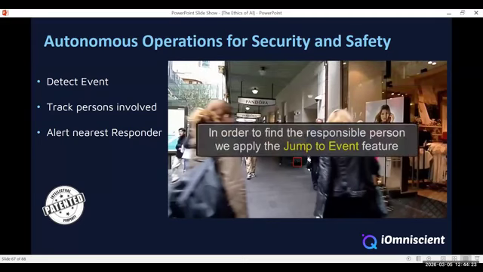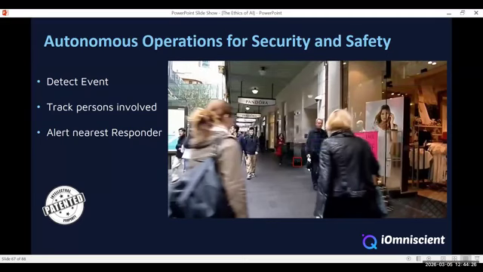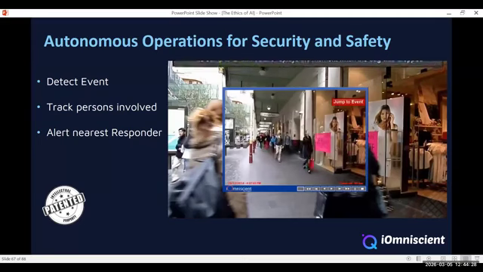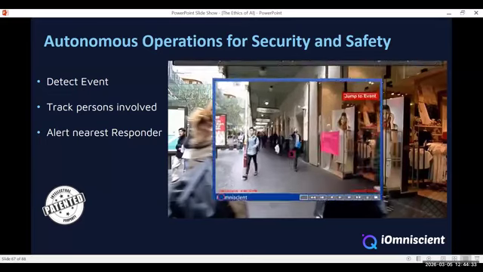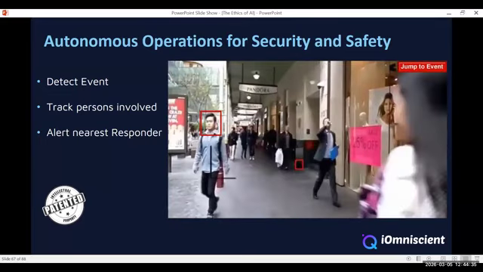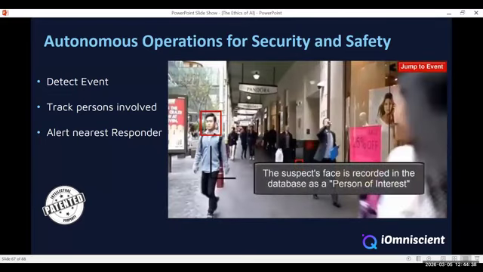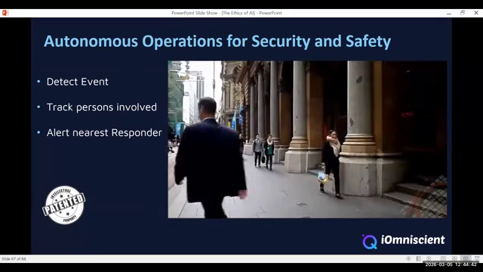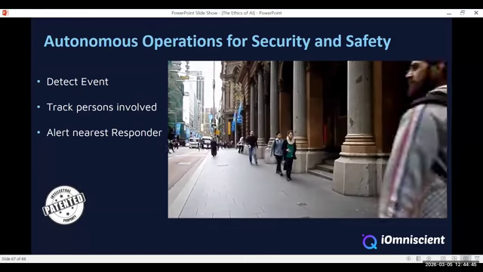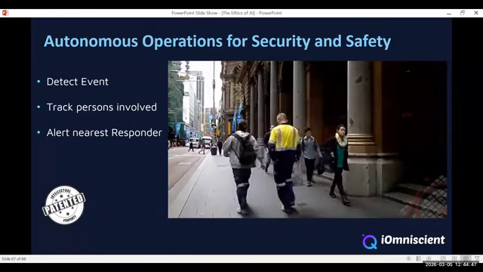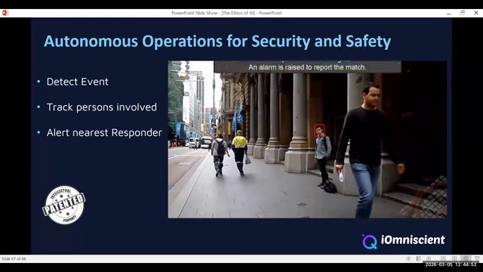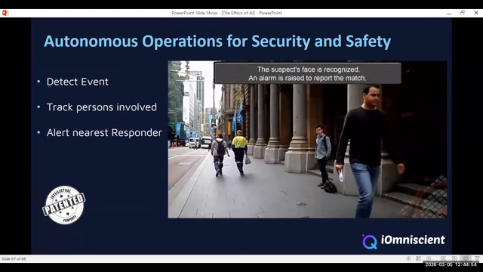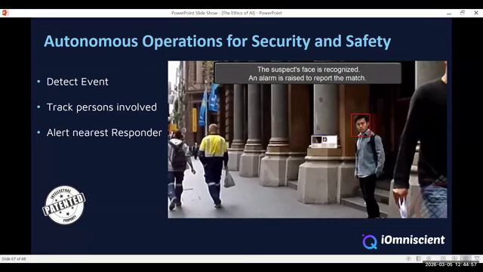We now do the jump to event, which takes you back to the moment that the bag was first brought into the scene. It doesn't matter how long back that was. The system can see who left the bag, it can pull out his face and enroll him in the watch list. This face can then be transmitted to all the other cameras within the network. At this stage, we don't know who that person was, but we do have an image of him, and we can search for him across the various cameras in the network. Now, in this view, we have seen the person again, and we can pull out whatever additional information we have about the person.